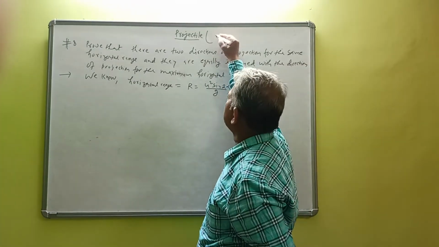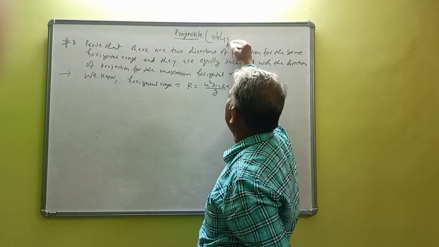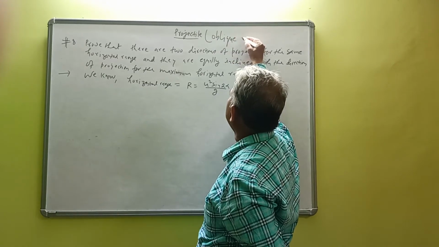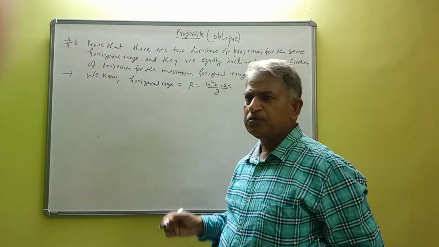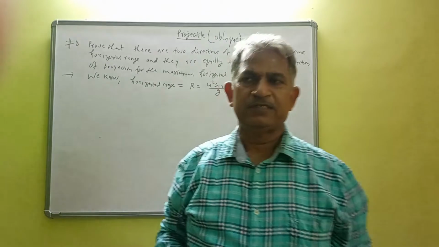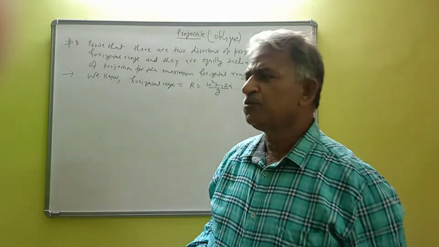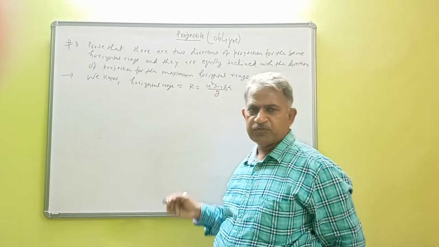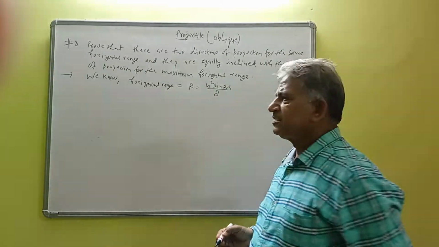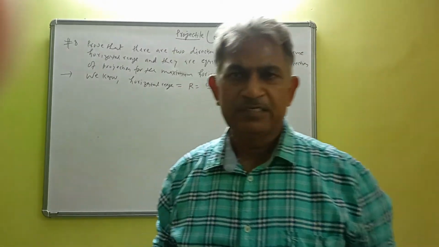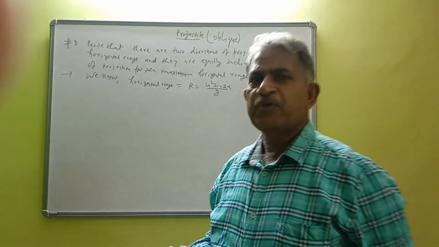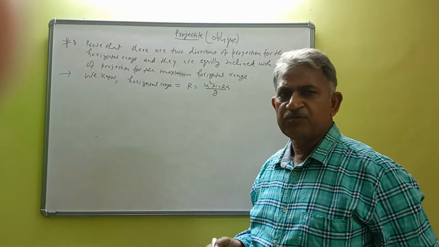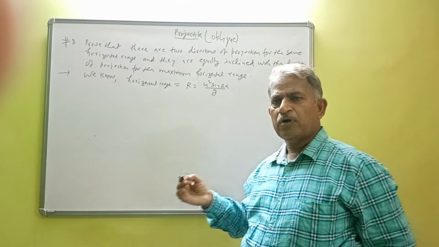your oblique projectile. Later on there will be rectangular projectile, and finally inclined plane projectile. So this is section A, oblique projectile; section B, rectangular projectile; section C, inclined plane projectile. Then the projectile concept will be finished, then problems will start.